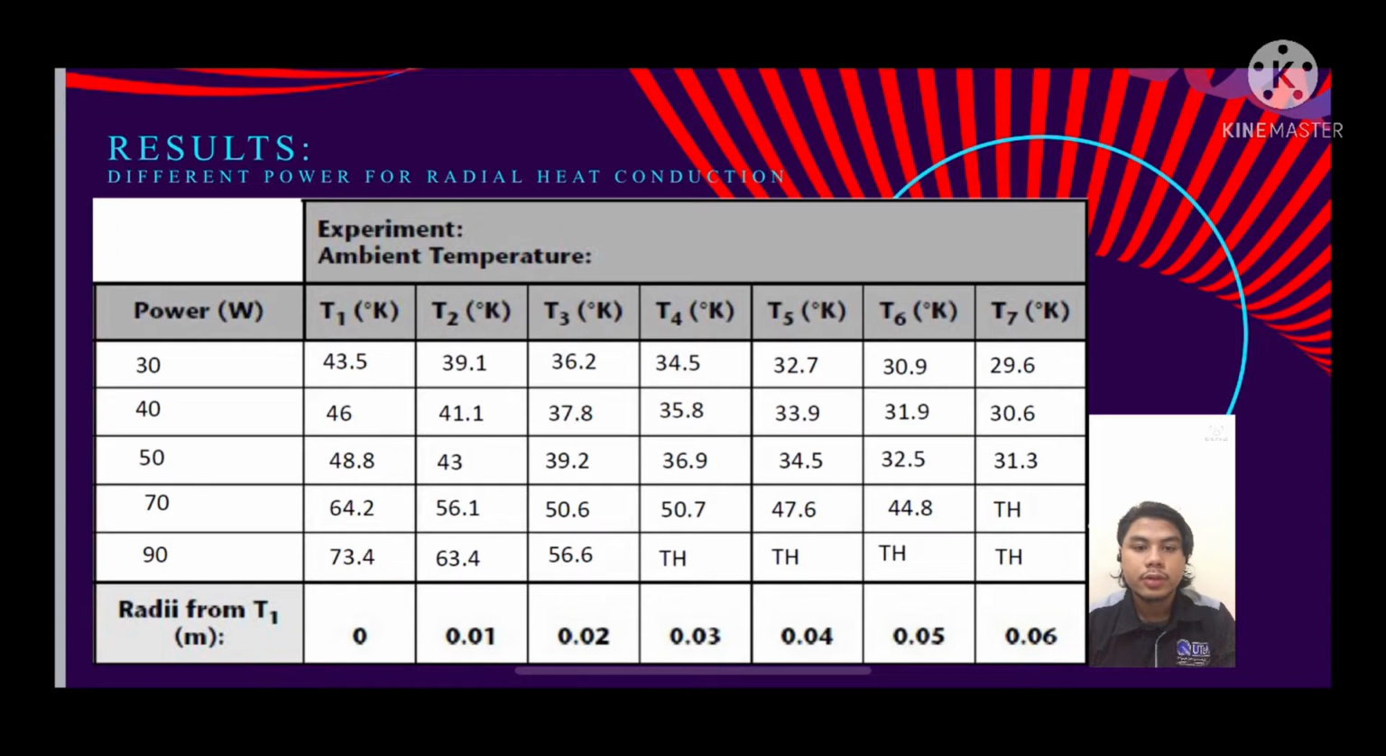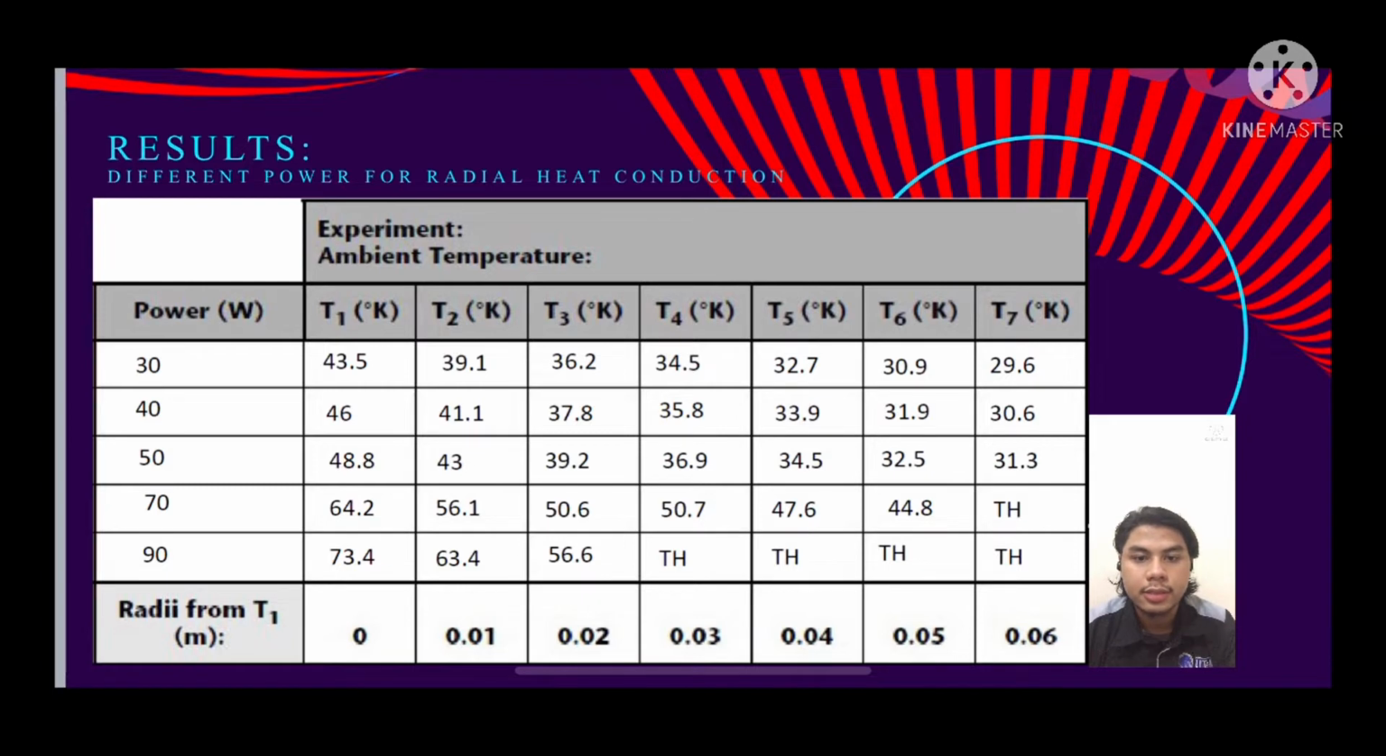We ran the experiment at power 30, 40, 50, 70, and 90. For our last experiment at power 90, we got different temperatures: temperature 1 we got 73.4, temperature 2 we got 63.4, temperature 3 we got 56.6, and at temperature 4 we got TH, which means too hot, till temperature 7 we got too hot, which means the heat is over limit.